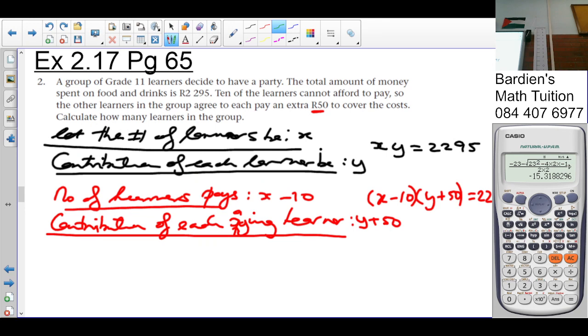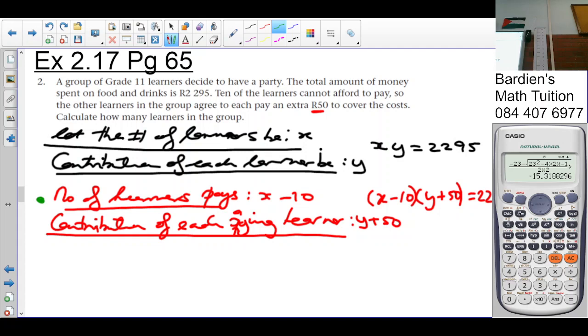You see, say we have 20 in a class, and 10 can't pay. How much is paying? It's 20 minus 10. If it's 20 learners and 2 are not paying, 20 minus 2. 20 learners, 15 not paying, 20 minus 15, which is 5. 20 learners, X not paying: 20 minus X. X learners, 10 not paying: X minus 10. That's how we get the number of learners paid.